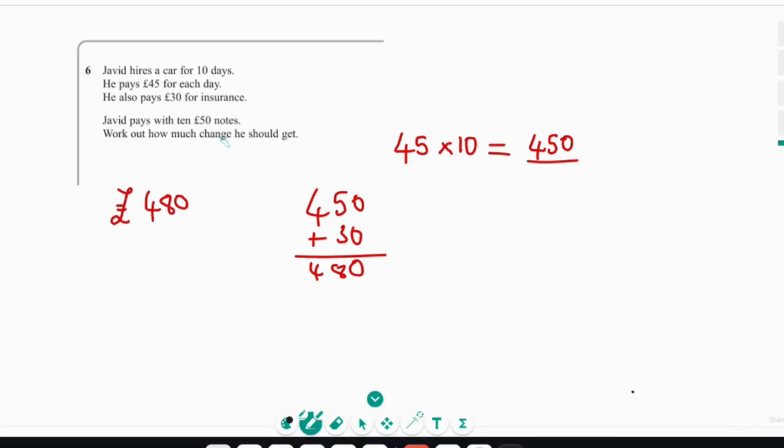So he pays in £50 notes. You could divide that by 50, or you could count up in 50s. There's two £50 notes in every 100. Oh no, we'll just work out how much change he would get. So he paid in £50 notes: 50, 100, 150, 200, 250, 300, 350, 400, 450, 500, taken to £500. So the change is £20.